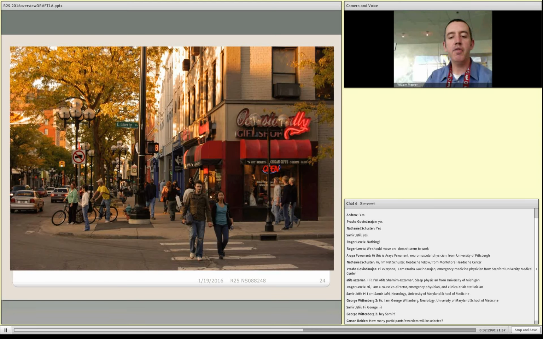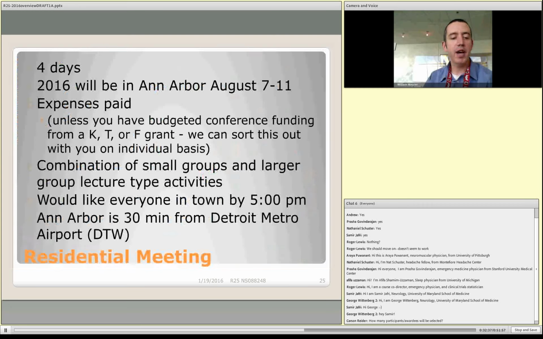So how many participants will be selected? This year we have things set up to have 36 spots for people in the course. And we provide all expenses, with the condition that if you have budgeted conference funding from a K, T, or F grant that could be used to defray some of these costs, or you've put this into the budget of your K already, we can sort this out with you on an individual basis.